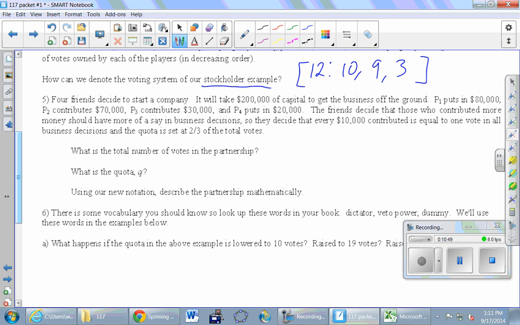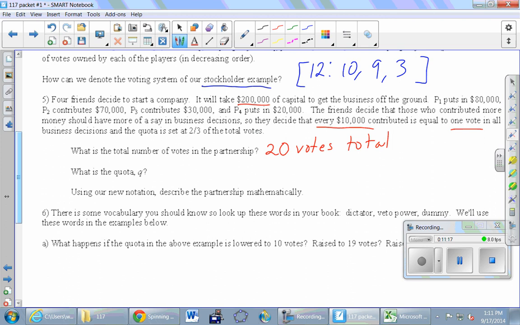Okay, so lots of stuff in there we'll get into. What's the total number of votes in the partnership? So it says every 10,000 is 1 vote. And there's a total of $200,000 in there. So how many votes is that total? 20? You see that? 20,000 divided by the 10,000. So there's 20 votes total.